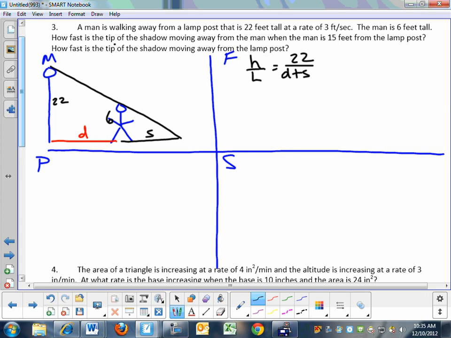So all right, so we got 22 over D plus S is equal to, what's the height of the man? 6 over S. Yeah, cross multiply. 22S is equal to 6D plus 6S. This is height divided by length, so this small triangle. Okay, so if I subtract the 6S over, I have 16S is equal to 6D.